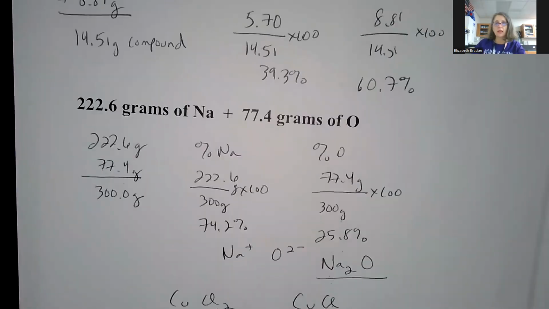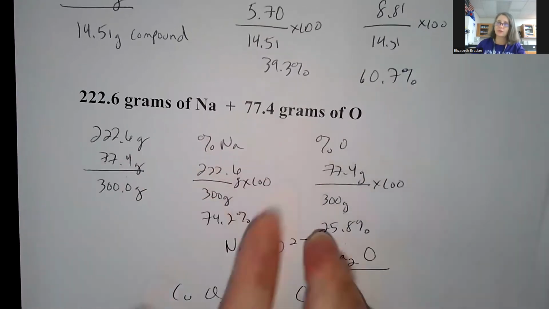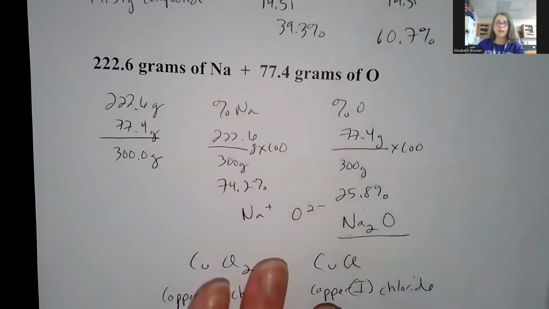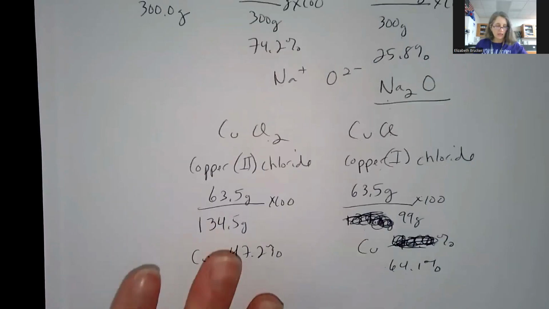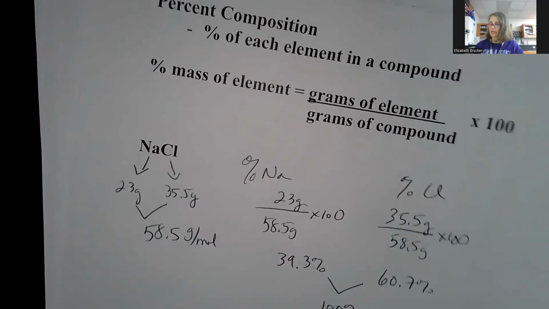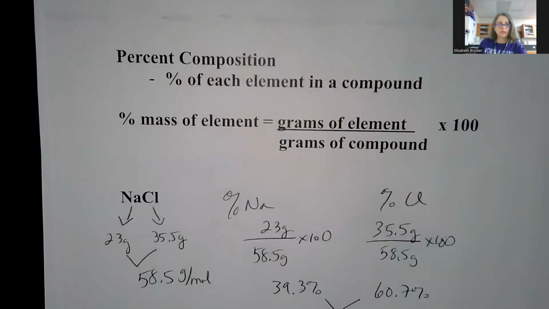So this way is with grams that we get from experimental data, and then we could also do it using molar mass, which I showed you in the previous problem. So that is, again, percent composition.